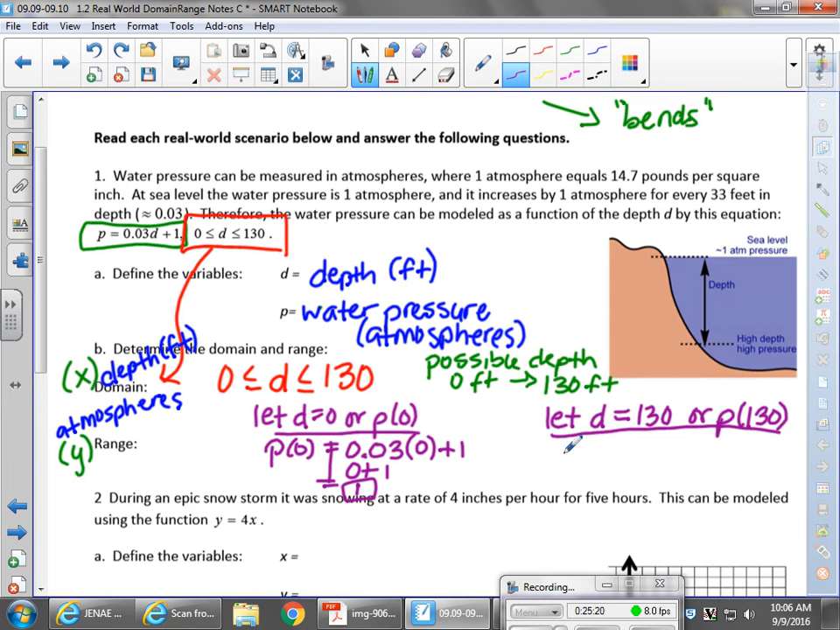So let's do it. P of 130, and this is where a calculator is needed. Let me know what you get. I hear a vote for 3.9. Do you guys agree? Plus 1. So 4.9.